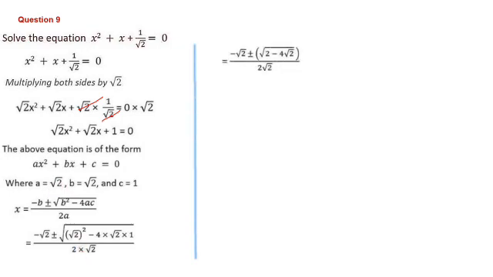A little bit of calculation. Minus root 2 plus or minus root of 2 square. 2 square is 2, minus 4 into root 2 into 1, that is 4 root 2, divided by 2 root 2. A little bit of calculation work again is there. Here you can see that is square root of 2 minus 4 root 2, square root of 2 minus 4 root 2.